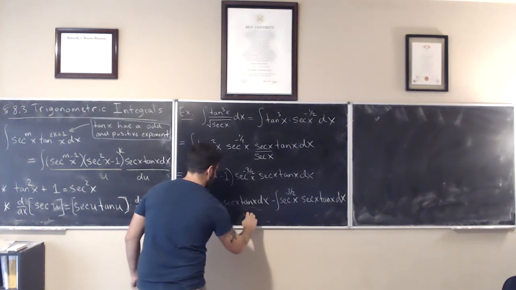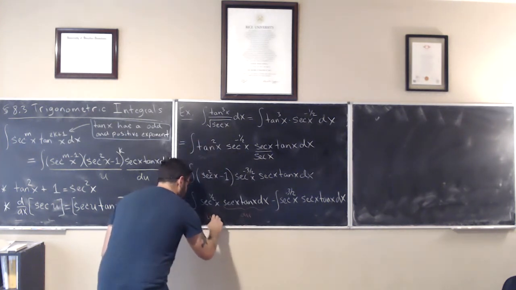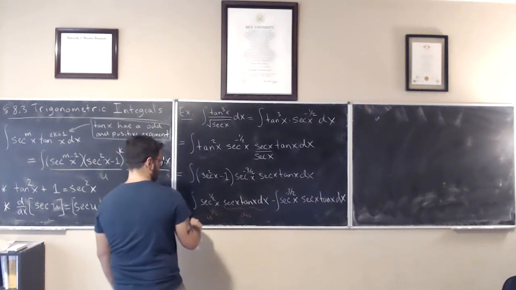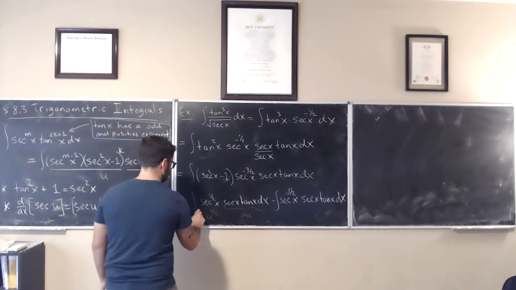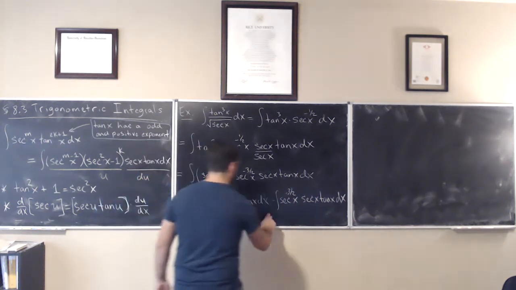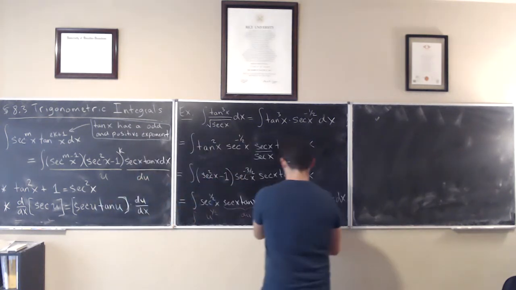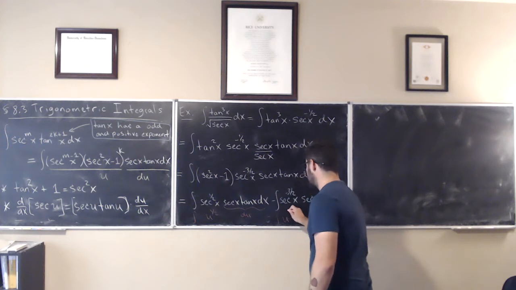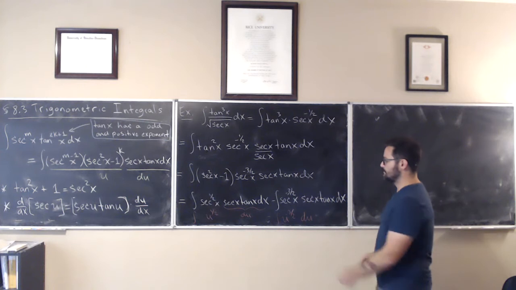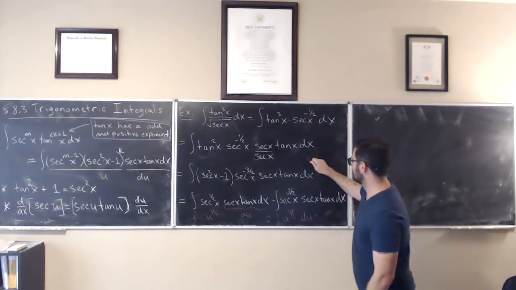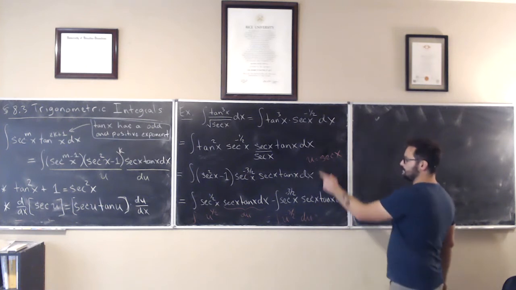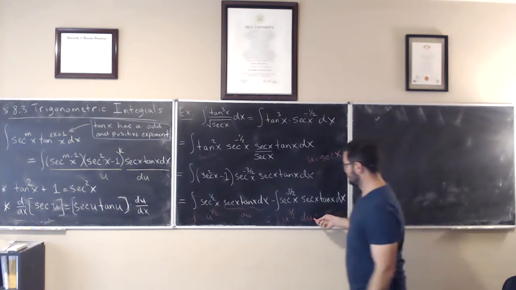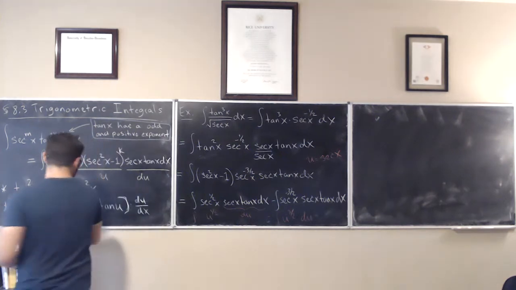So now that's my du right there, and then my u is right here. So it's a u to the power 1/2. And then minus, and this is like my u here, so it's a u to the power minus 3 halves. And then there's my du right there. So if u is equal to secant x, I'm sorry, and du is secant x tangent x, now it's just a matter of integrating that.